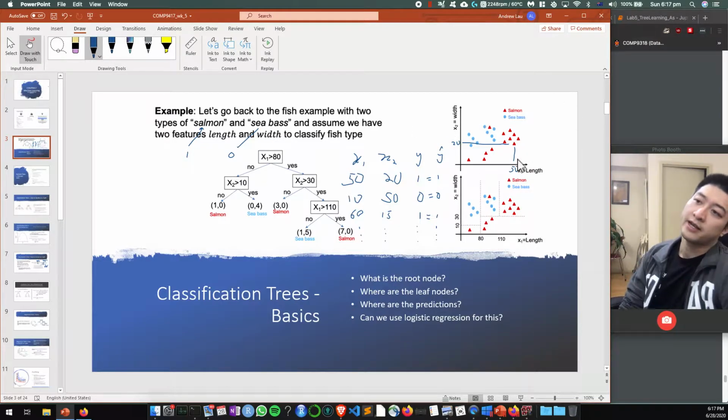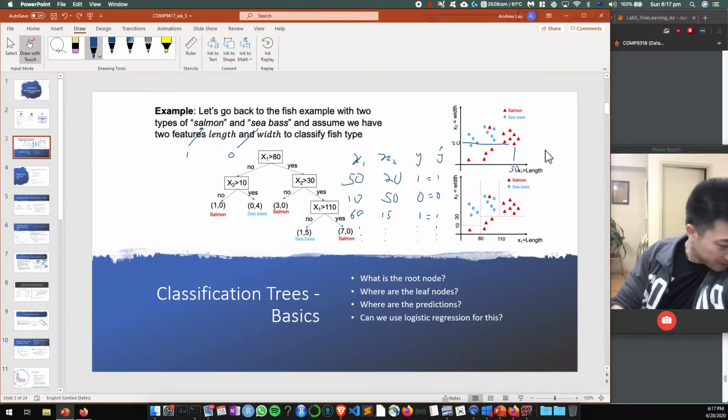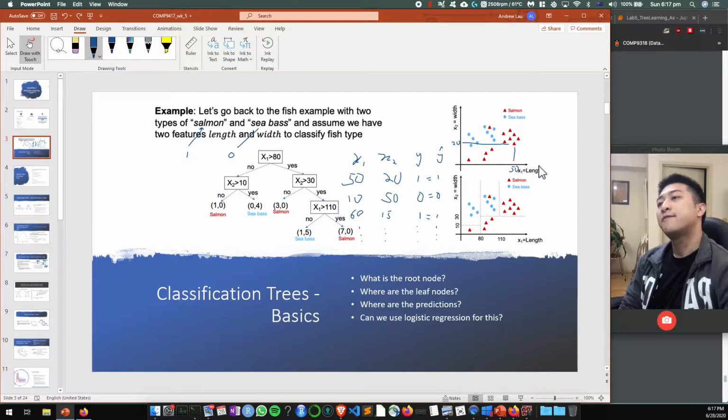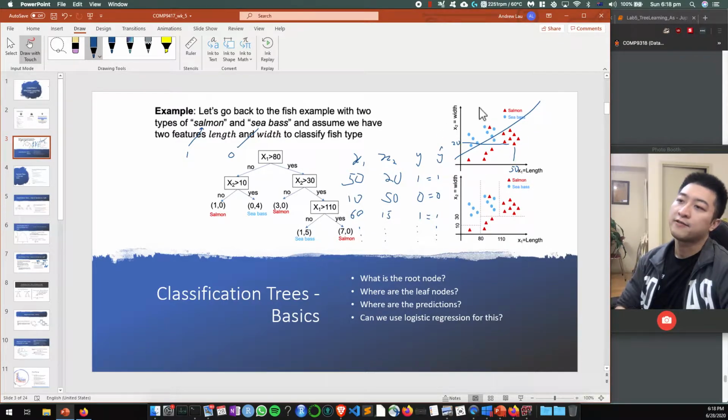So this is what the data looks like, and you effectively want to create an algorithm to separate your red guys, your salmon, from your blue guys, your sea bass. I've seen a few ways to do it. You could fit some kind of logistic regression model, and you'd have some sort of threshold where the probability of it being, say, salmon is 50%. This is maybe a decision boundary, right? And you have some linear sort of separating line here, right?